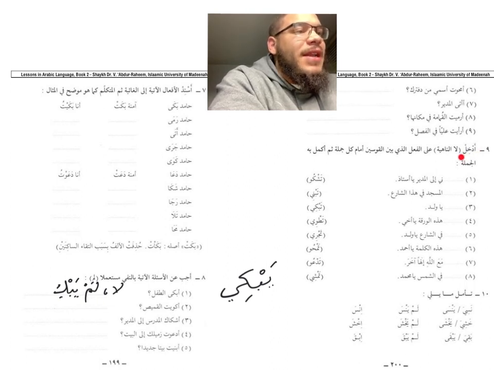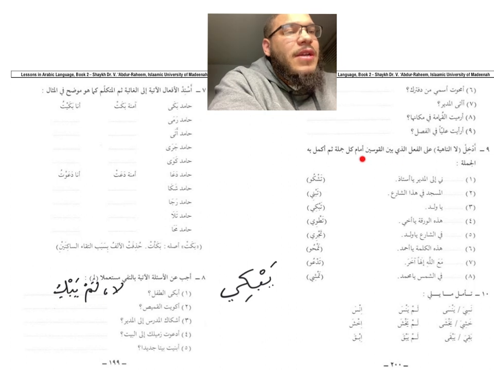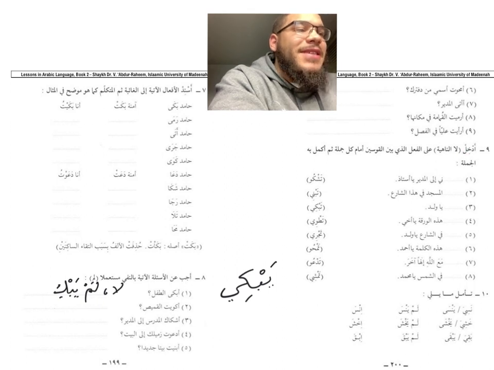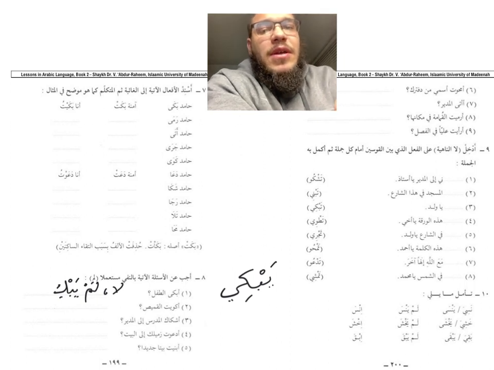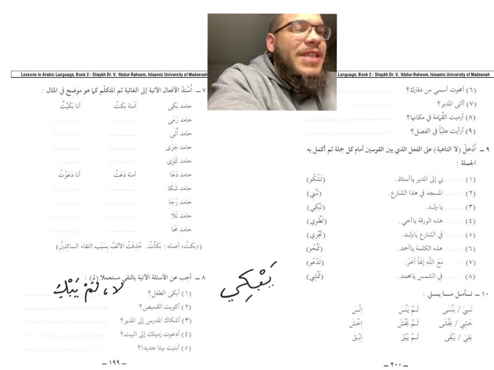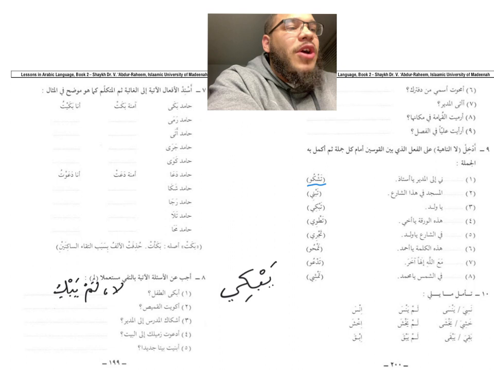Then it says أدخل لا الناهية على الفعل الذي بين القوسين أمام كل جملة ثم أكمل به الجملة. So again, it wants you to use la an-nahiya, and that is the prohibition. This la also makes the verb majzoom, and you take sukoon or its equivalent. Here, the equivalent of sukoon is what? Deleting the weak letter. So if we pay attention to the first one, it says, for example, teshku, that's the verb in brackets, teshku. So it says ni, that means I'm going to be the object of the verb, ilal mudiri ya ustad. So I need to use la and na here, the la of prohibition.